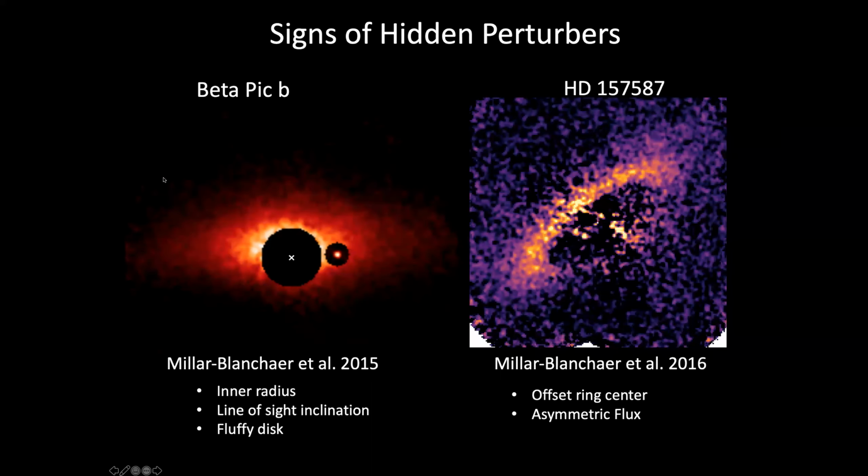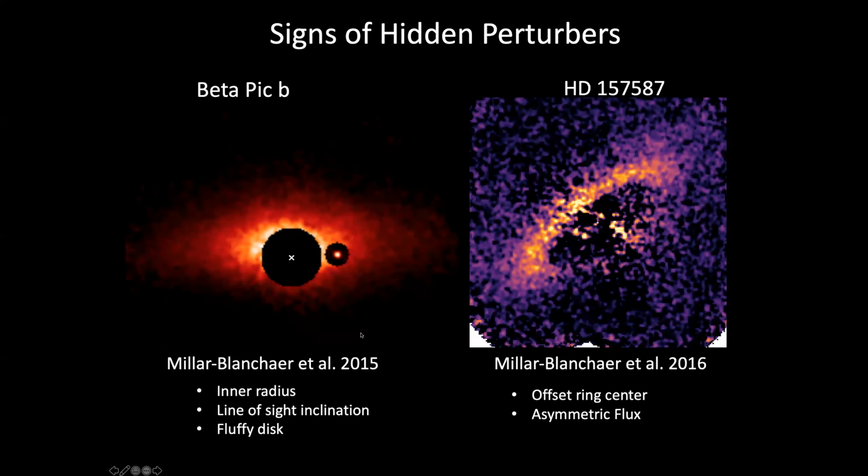By modeling the shape of this disk, which is very forward scattering, we're seeing it edge on and seeing very forward scattered light, so that's why the intensity is peaking at the center here. And by modeling the disk, we think there are signs just from the disk morphology that there's another planet that could be sculpting the disk at these very small inner working angles. We found that the inner radius of the disk, the line of sight inclination, as well as the fluffiness can't be explained by Beta Pic b alone.